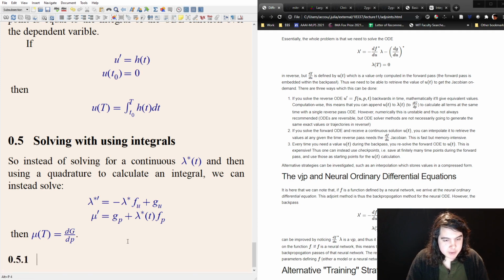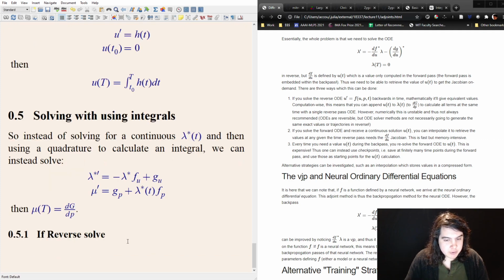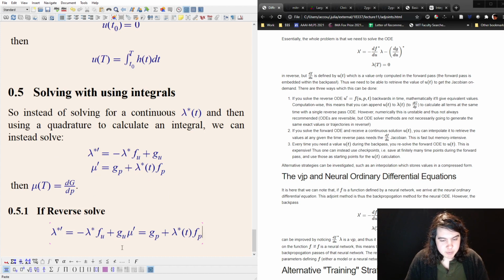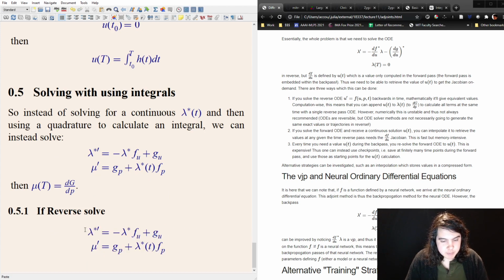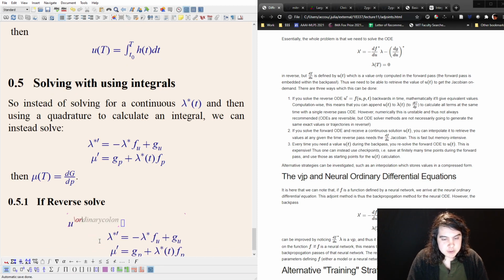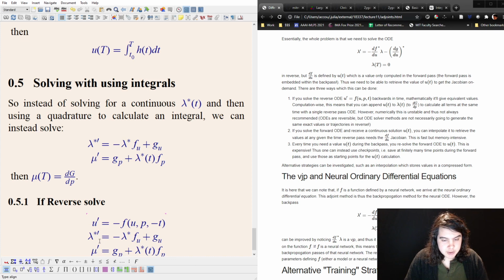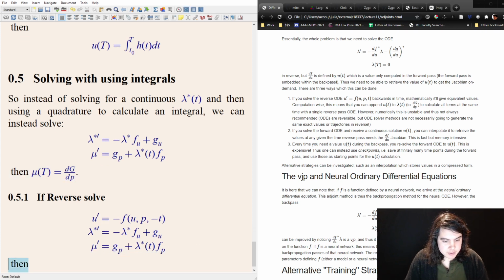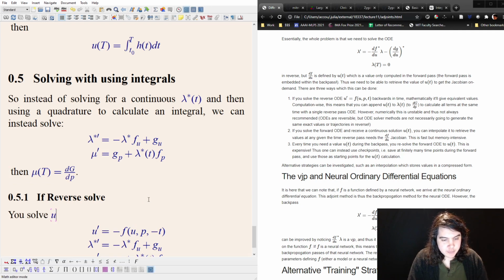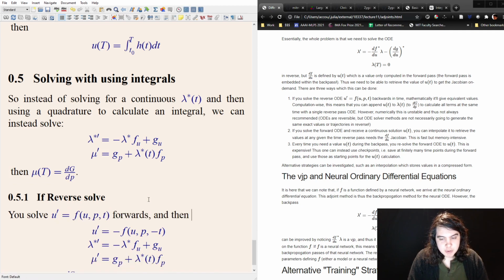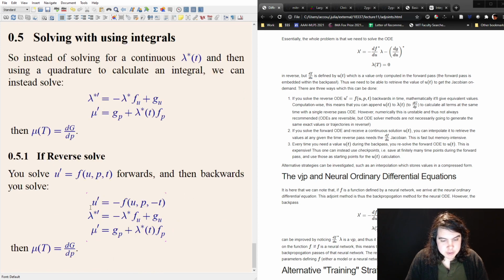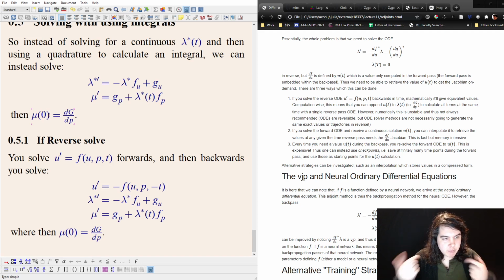So then, as an appendix to this, if you want to do the reverse solve method, it turns out that you get a really nice formula. Remember that it's not always stable, but if you can do it on your problem, you get a really nice formula, which is that minus f of u p t, right? Then this is true, right? So you solve u prime equals f of u p t forwards, and then backwards you solve this set of equations all simultaneously, where, oh sorry, we're solving in reverse, and so when you get back to the initial point, that's the end of the initial.